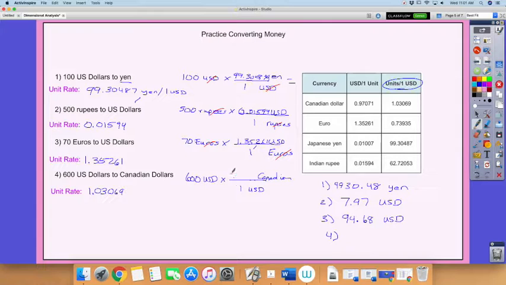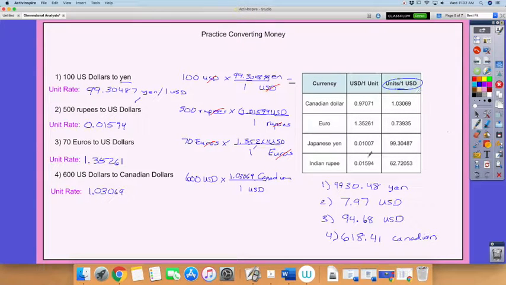1.03069. And we'll go ahead and multiply that out. So 600 times 1.03069. And that gives us an answer of $618 and about 41 cents Canadian.